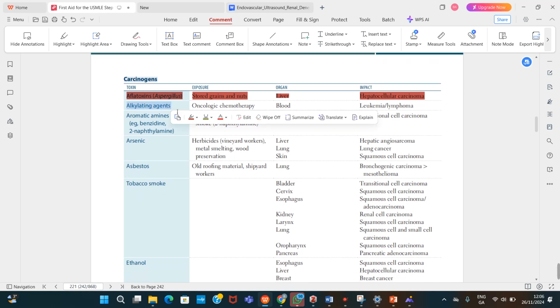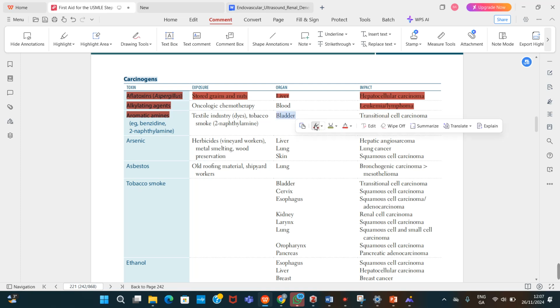Alkylating agents like cyclophosphamide can cause blood cancers like leukemia and lymphoma because they cross-link DNA, right? Yes. Okay. Aromatic amines like benzidine and 2-naphthylamine can cause bladder cancer. So if you see anybody exposed to any aromatic amine, maybe from working with dye, or the person is a smoker, because smoke contains 2-naphthylamine, they can develop transitional cell carcinoma of the bladder, or urothelial cell carcinoma of the bladder.